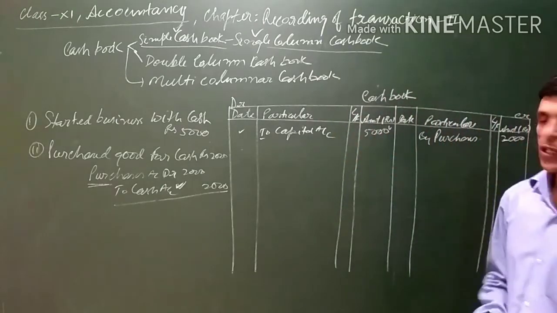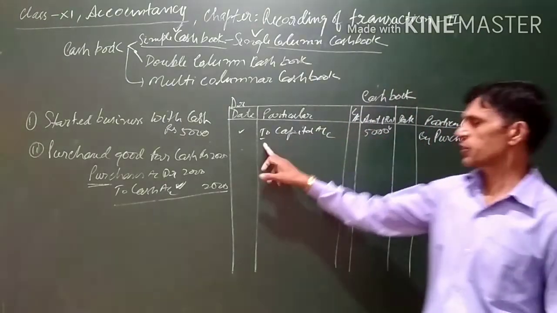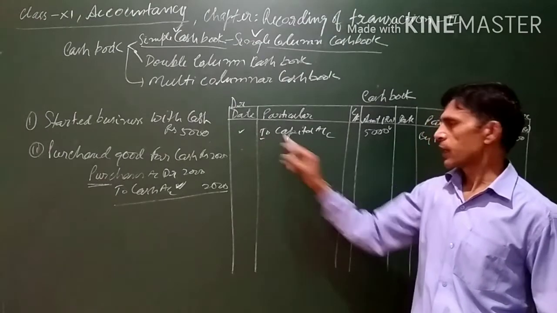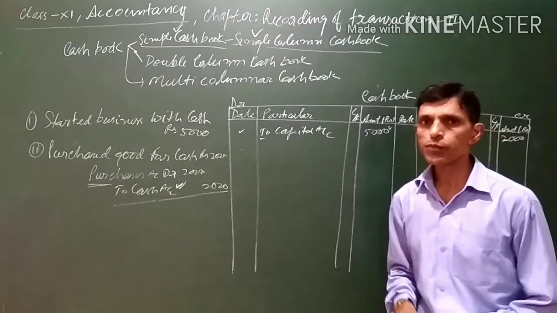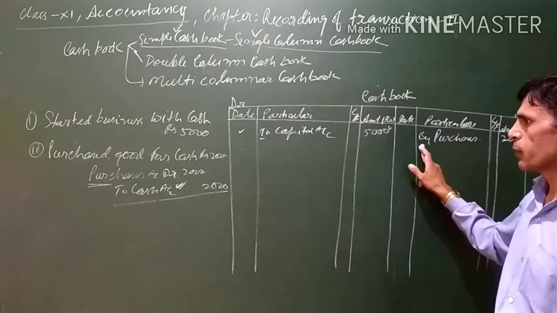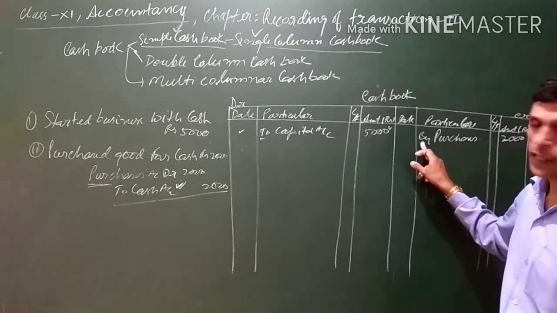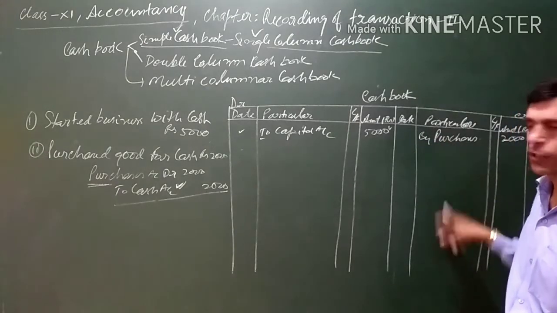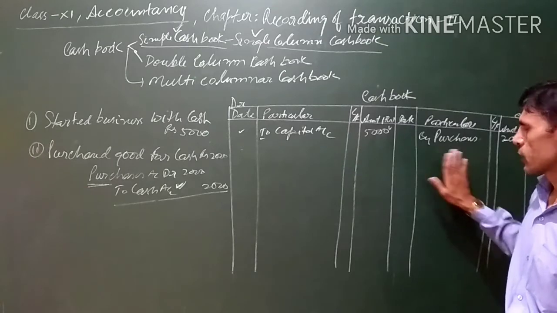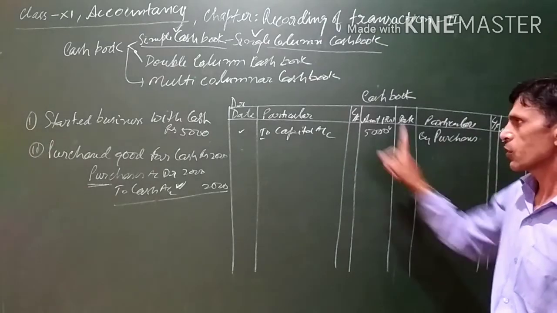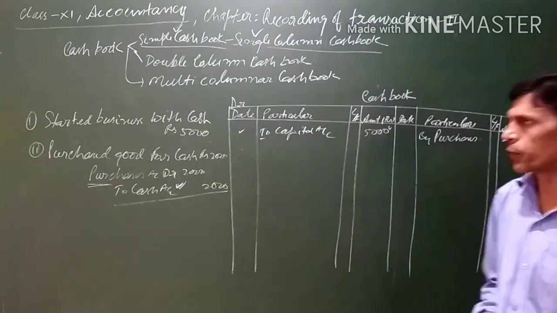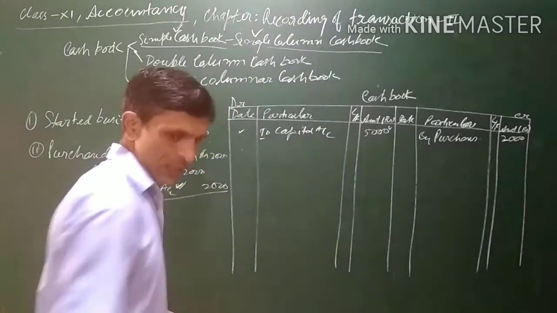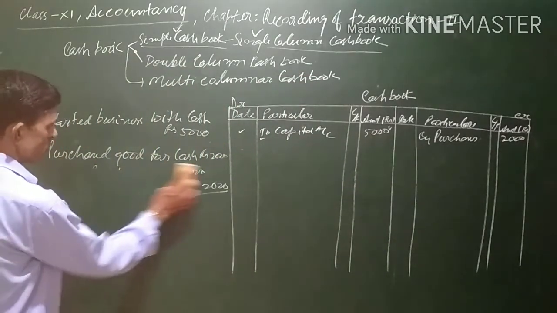Now, I have told you earlier also, on the debit side we write the account with a prefix to, and on the credit side we write with a by. So before purchases we will be writing by purchases. Whatever the account will be, on the credit side it is written with the by prefix, and on the debit side it is written with the to prefix. Now let us see some other transactions.